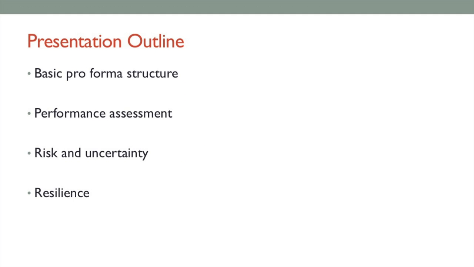So I'm going to go through a basic pro forma structure. There's going to be numbers. Sorry, that's the only way I can do it. Then I'll talk about ways to assess performance: how well does a project look like it's going to do? Talk about risk and uncertainty, because those are important concepts for developers. Developers talk about that a lot, and I'll get into that more. And then tie this into resilience, since that's the theme of the conference, just to give you a sense of how pro formas can be applied to get a better understanding of how resilient measures might be assessed.